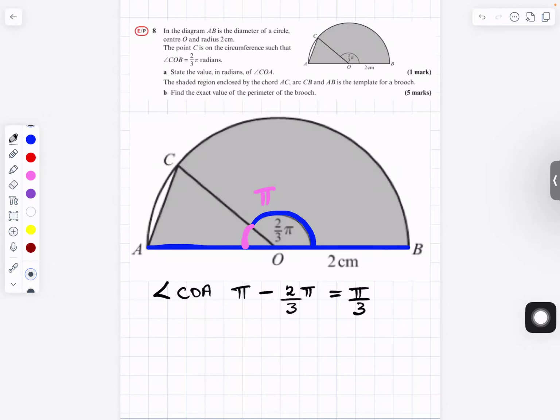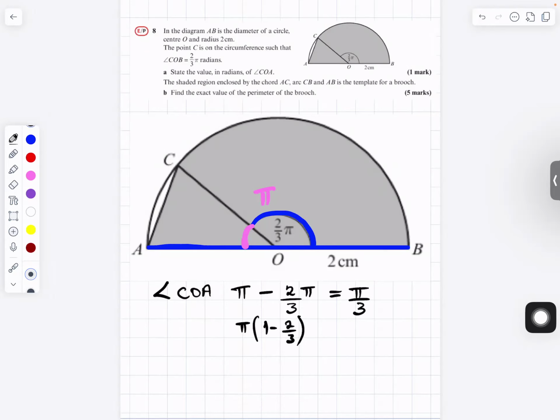You can put it in the calculator as it is, pi minus 2 over 3 pi, and it will give you pi over 3. Or you can factorize: pi bracket 1 minus 2 over 3. And then that gives you pi over 3. So now we've got that part 1 done.